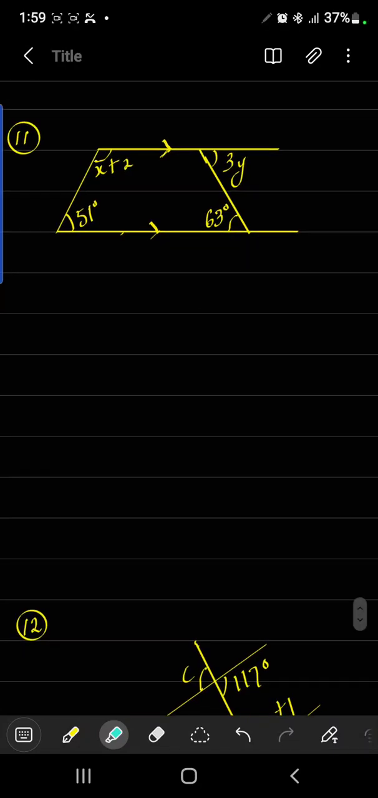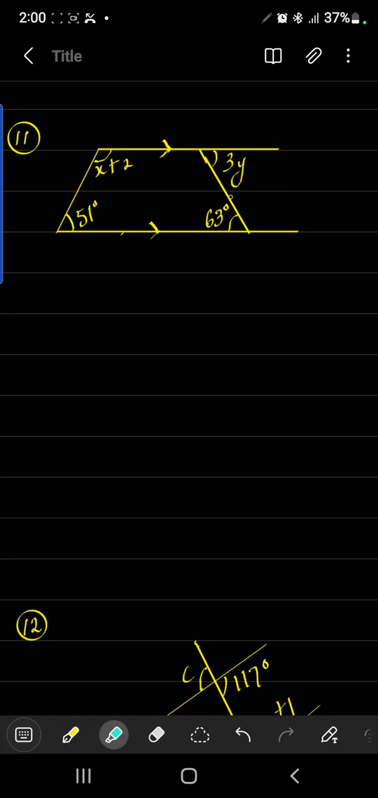So I welcome you to question 11. This is actually a beautiful question. Now let's study the question together. We have 63. We have a parallel line and another parallel line. These two lines are parallel.